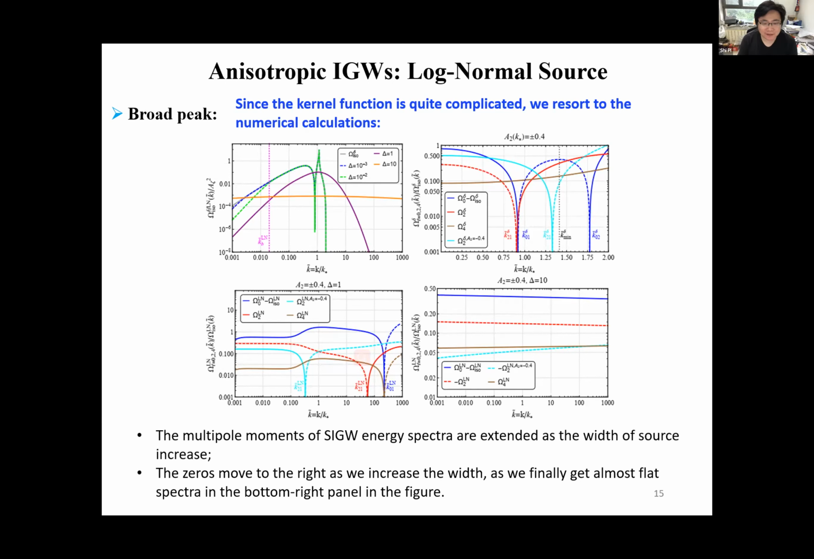So you mean you didn't consider the effect of anisotropy in the primordial black hole formation? Yeah, right. I see. Okay. Any other question?